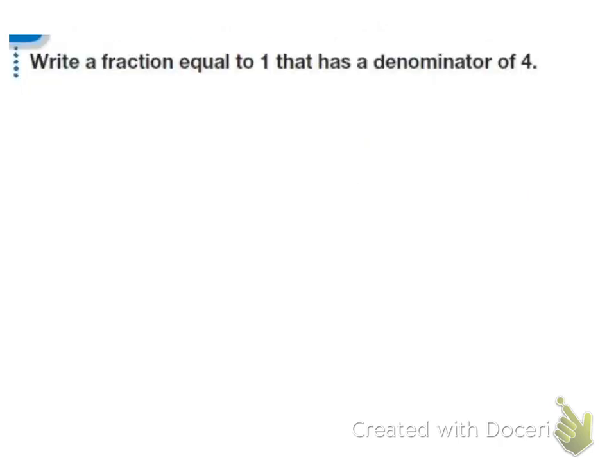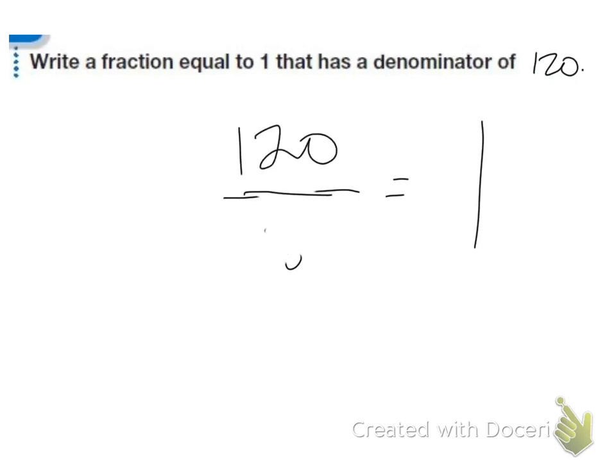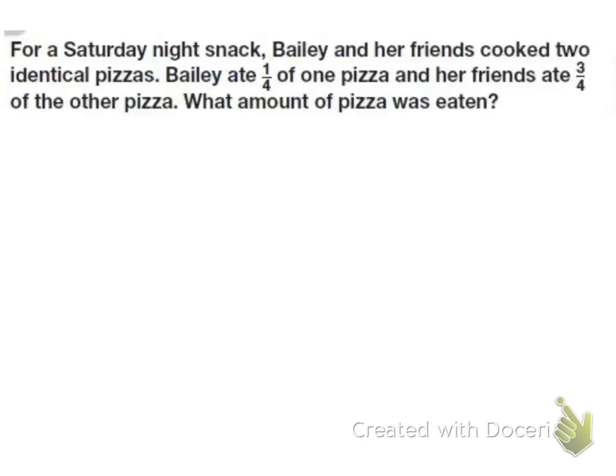So it says write a fraction equal to 1 that has a denominator of 4. Well, if my denominator equals 4 and I want this to equal 1, that means my numerator also has to be 4. 4/4 equals 1. It could be that I want to have a denominator of 8. In that case, I would have 8/8. I could have it all the way up to 120, and that would just be 120 over 120. All right.